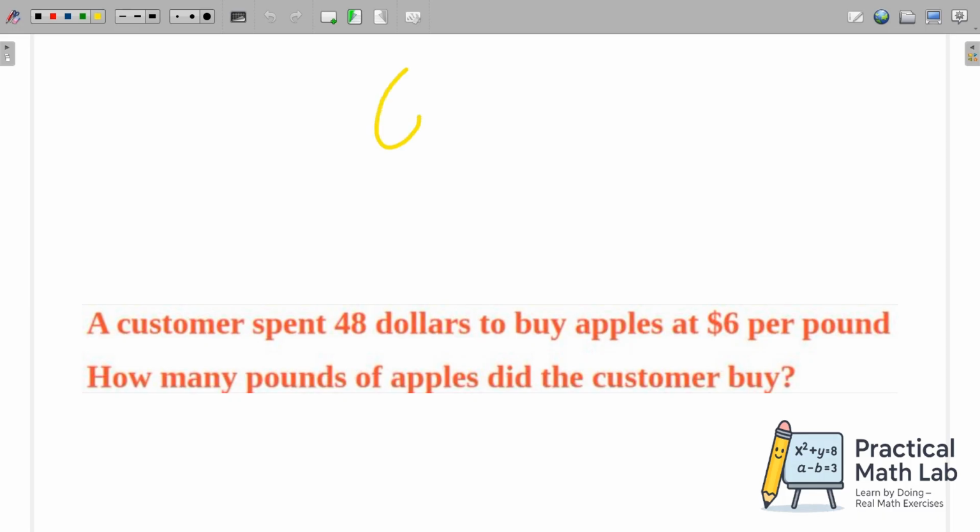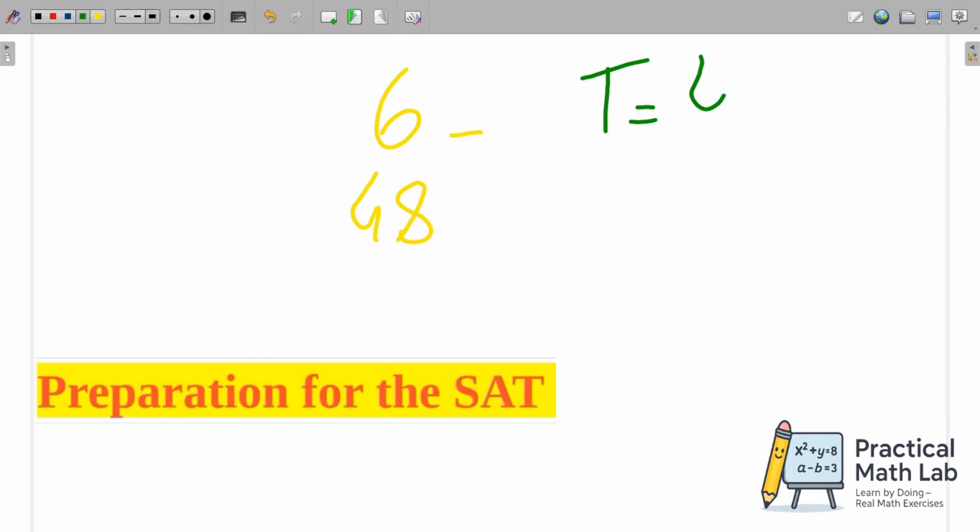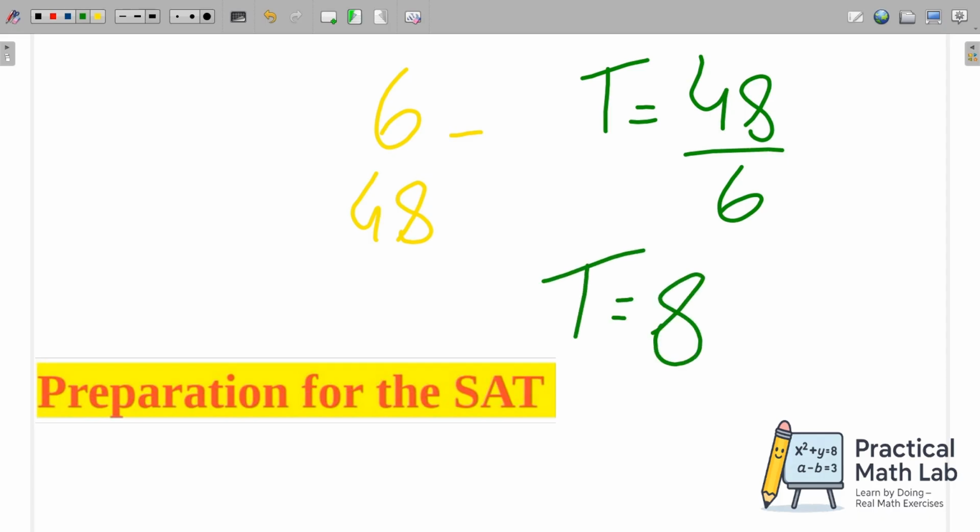Well, if the price per kilo is 6 and he spent a total of 48, the total will be 48 divided by 6. So the total number of kilos will be 8. That's the simple answer. The question is really just about setting up the right reasoning so you don't get confused.